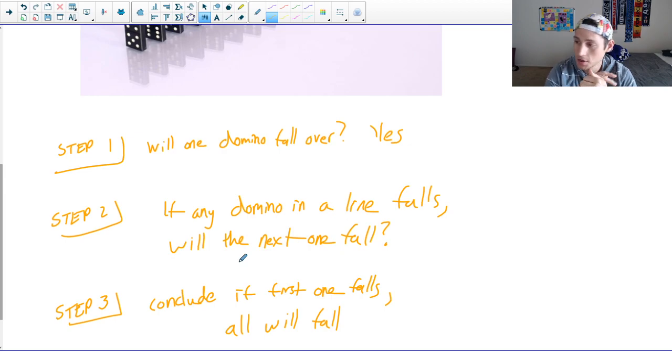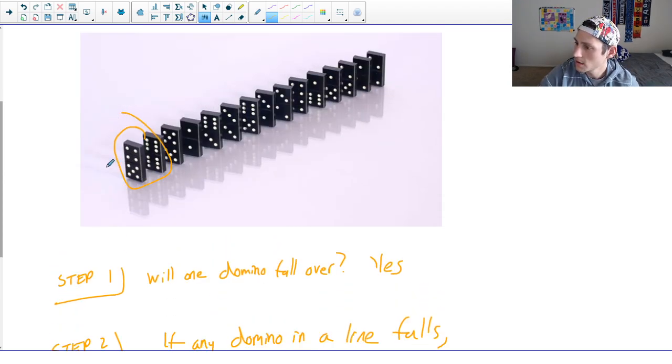And then I've shown, step two was, do we know that if a domino falls, the next one after it will fall too? Yeah, we know that. So what can we conclude then? We can conclude if I knock over that first domino, well, step two proved that this next one will fall. And if this one falls, then the next one falls. Great, so that one falls too.